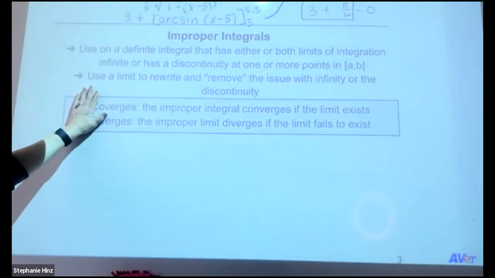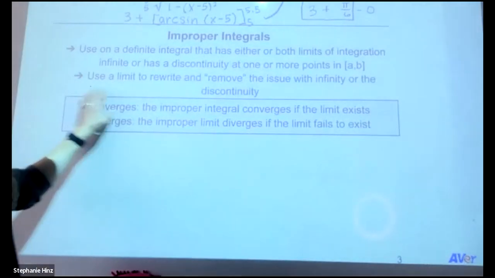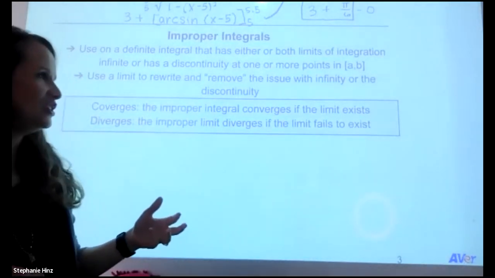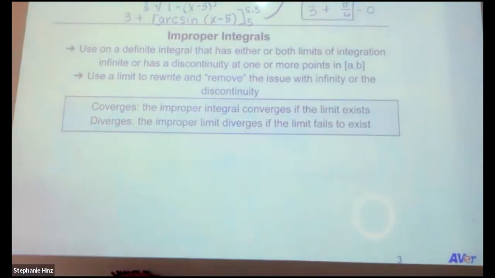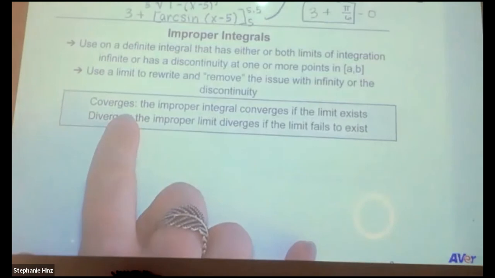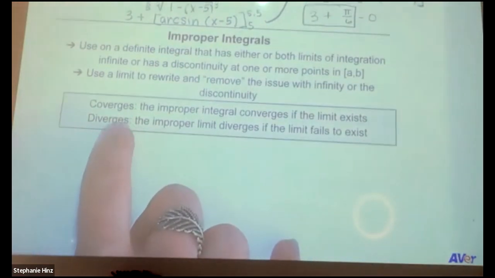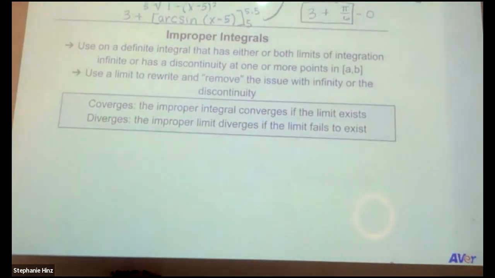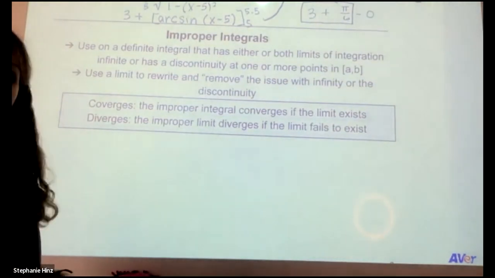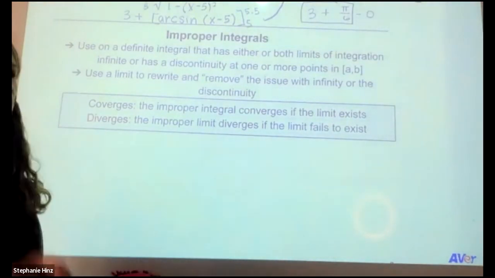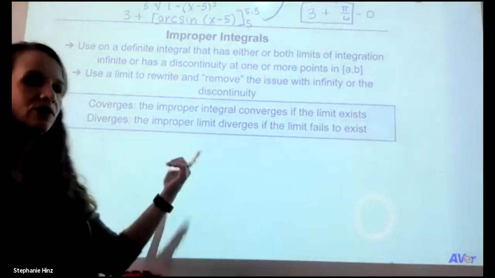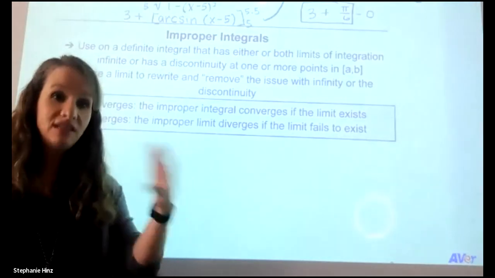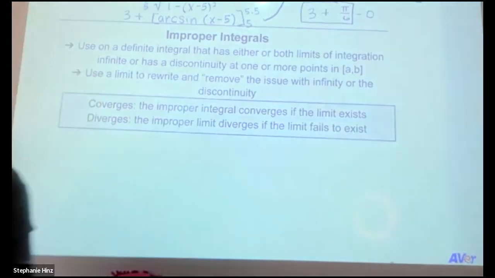You are going to use a limit, everyone's favorite, to rewrite and, quote, remove this issue with infinity or with the discontinuity. And if you haven't seen these words yet, I promise you will. Unit 10, it's all over it. Your improper integral is going to converge if the limit exists, and it will converge to that point. And if you get a situation where the limit fails to exist, you're going to answer with this integral diverges. All right, so let's hop right in and see how this goes.